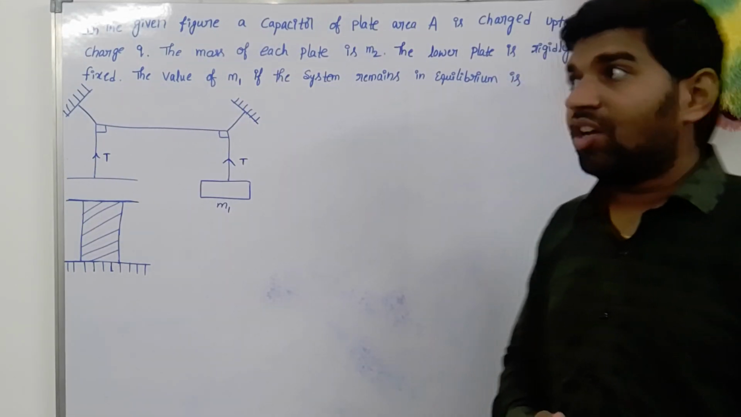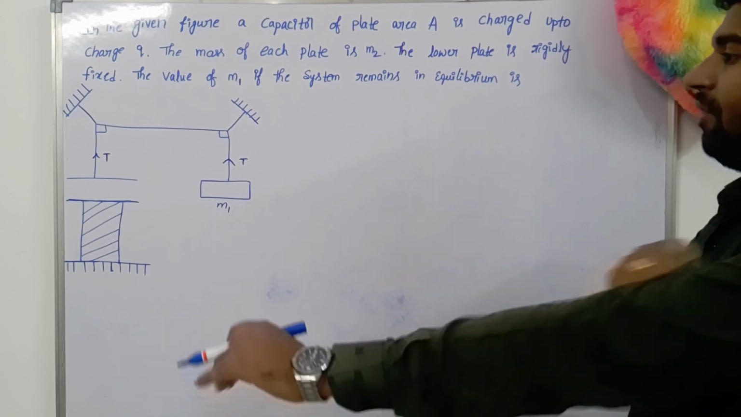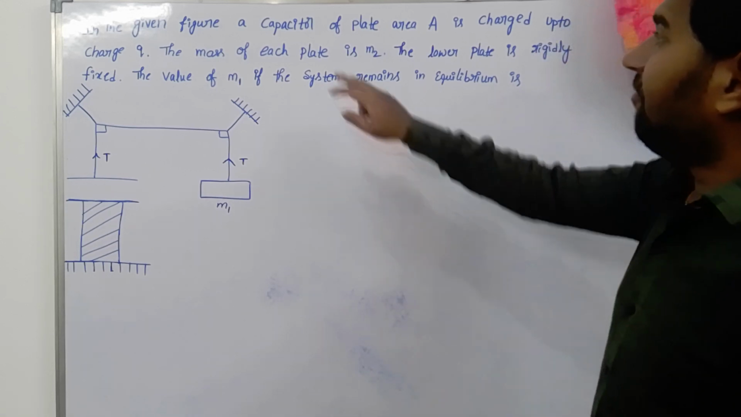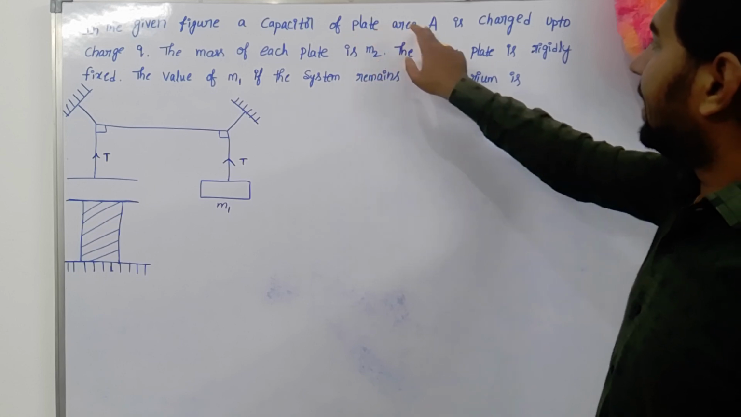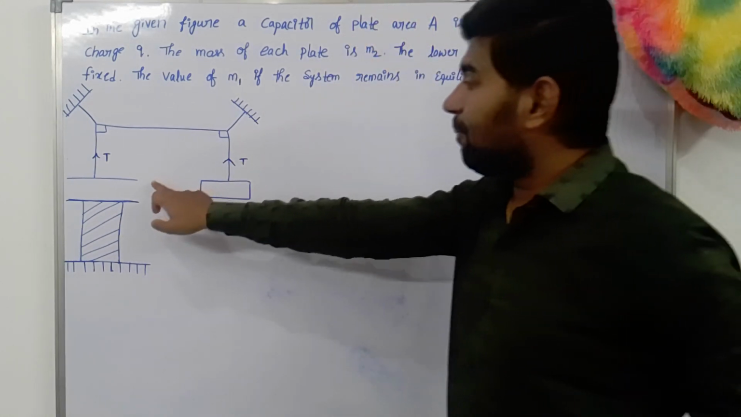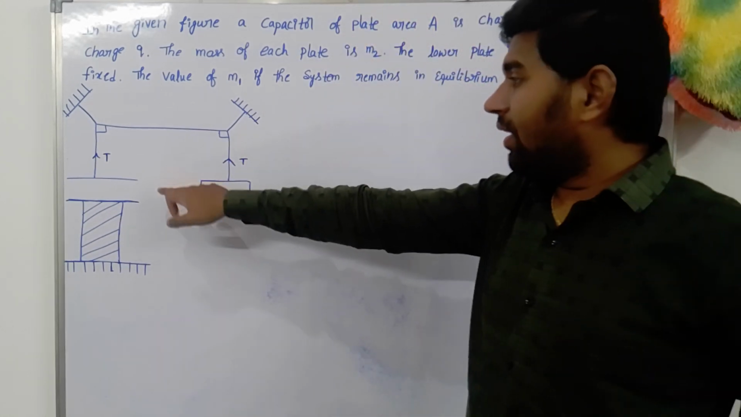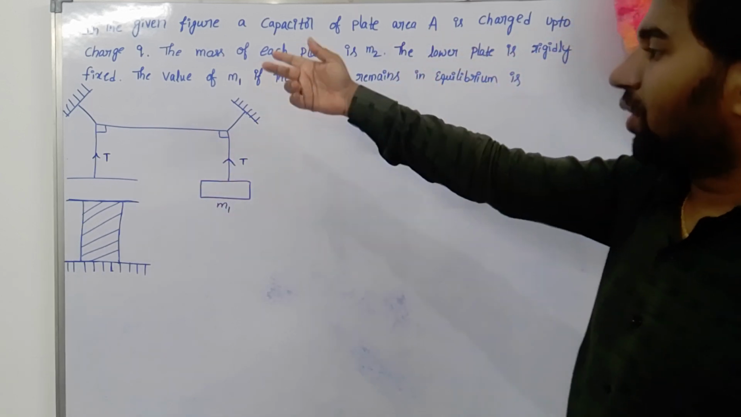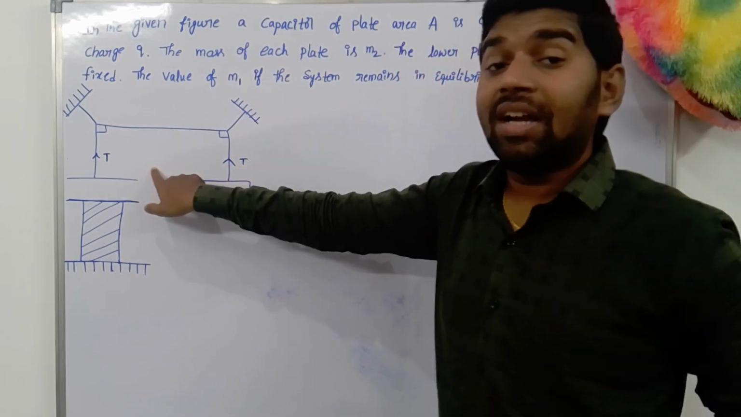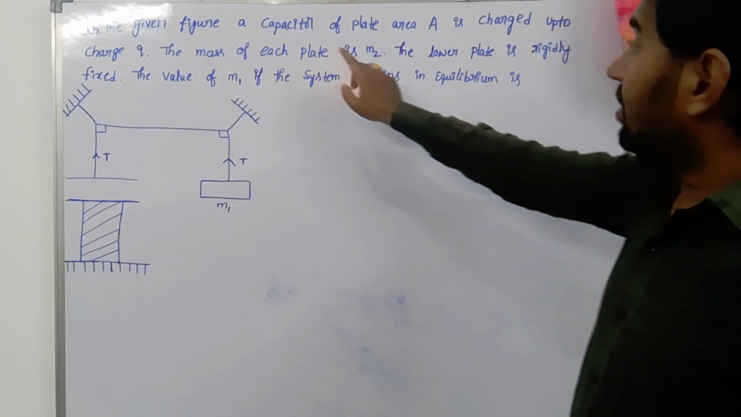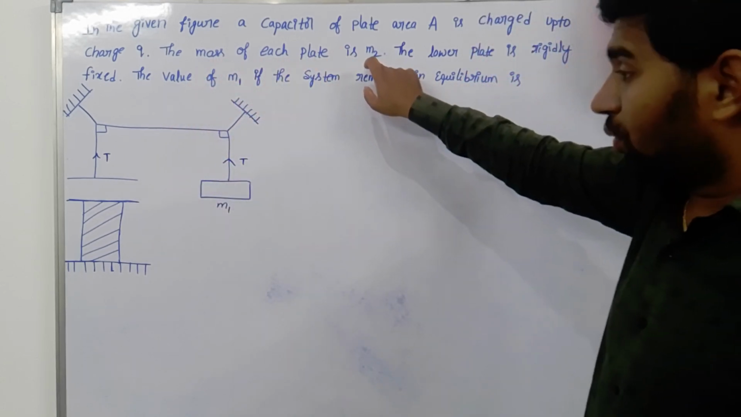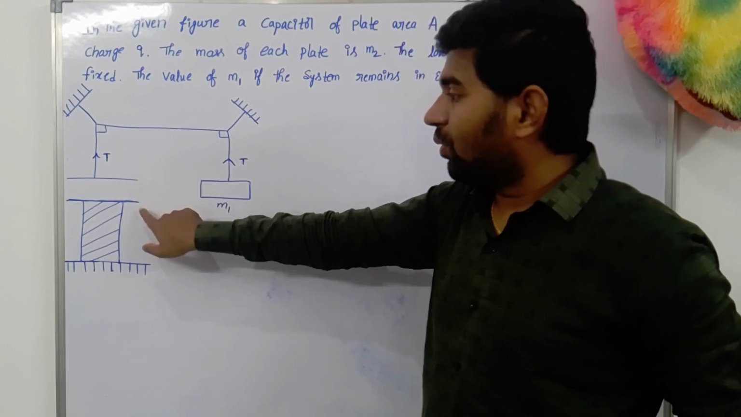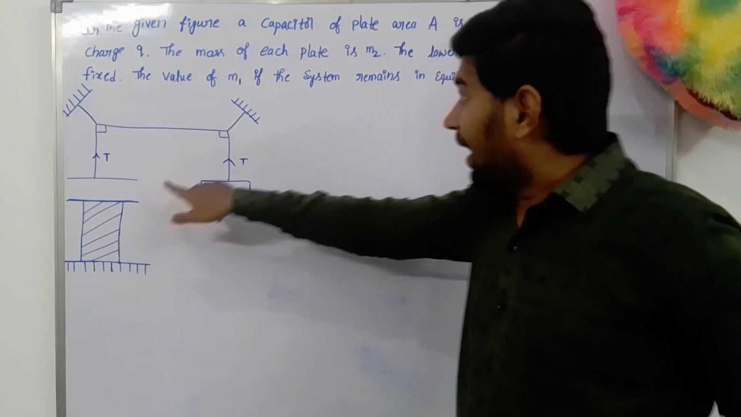Today we are going to solve one more important problem from the capacitor concept. Let's solve the problem. In the given figure, this is the capacitor. What is the area of each plate? A. It is charged up to charge Q, and each plate is charged up to Q. The mass of each plate is M2. Each plate's mass, let us think this is M2 and this plate mass is also M2.